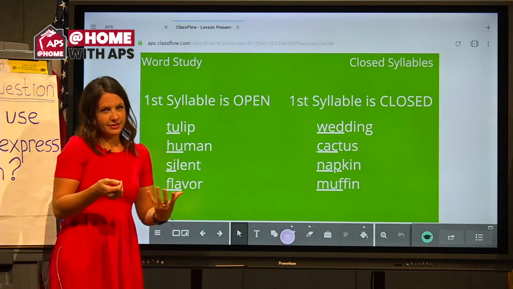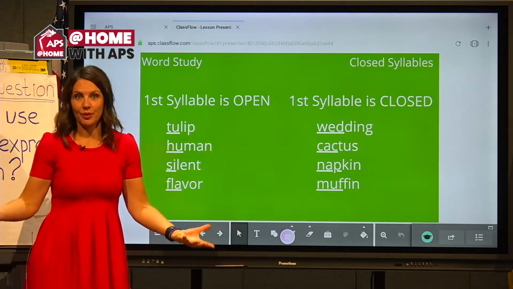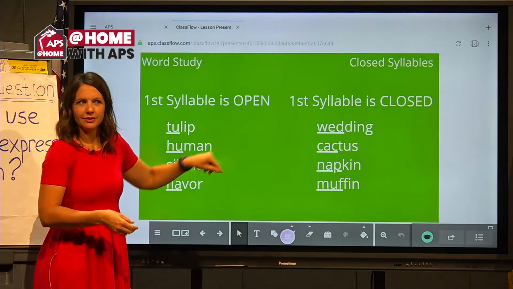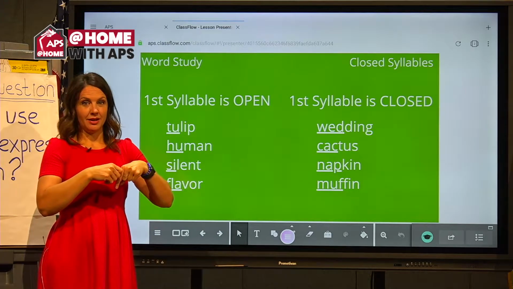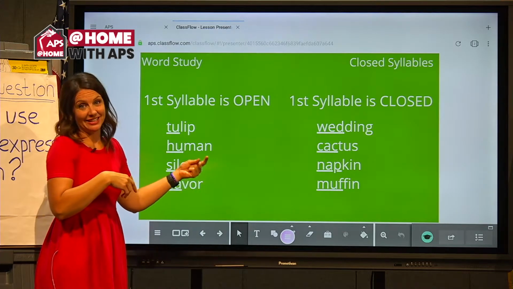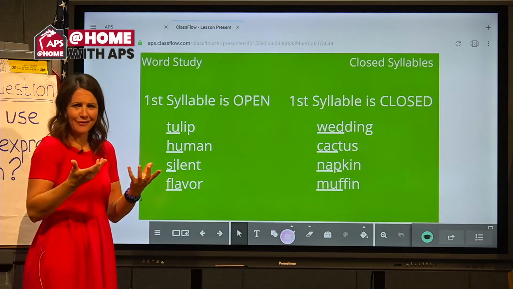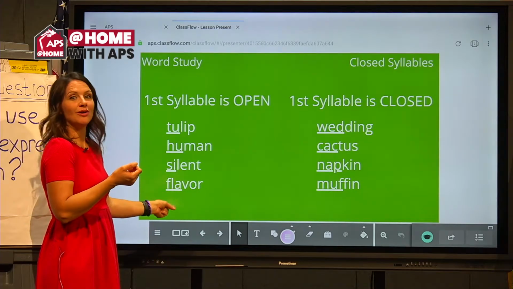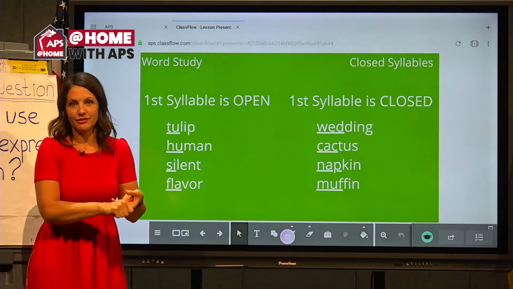Here is a list of words where the first syllable is open. Tulip, a type of flower. Human. I am a human. Are you? Silent. I am definitely not silent when I'm studying words. I have to make noises. Silent. Flavor. I love the flavor of watermelon.